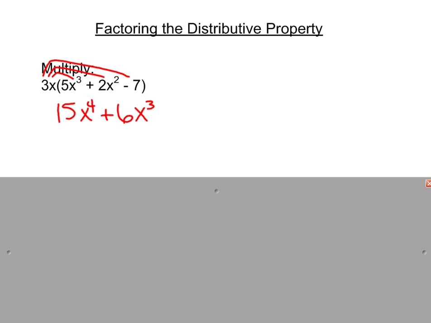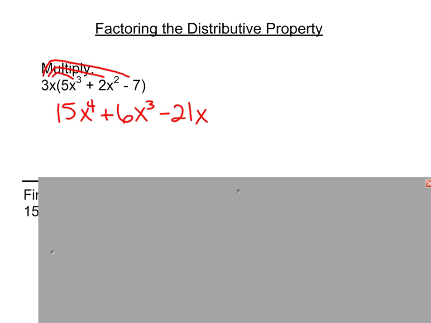And then last is 3x times negative 7, which would give me a negative 21. And there's no other x's there, so I just bring that x down. And so to begin with, we're just remembering how to do the distributive property when we multiply. Now, factoring the distributive property is going opposite. Okay, we're going to have this problem and we're going to factor backwards.